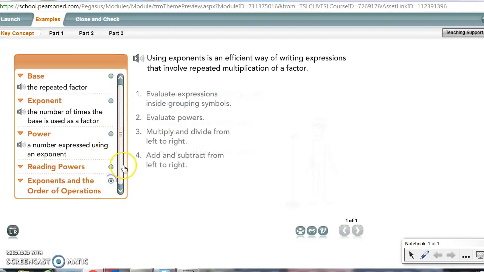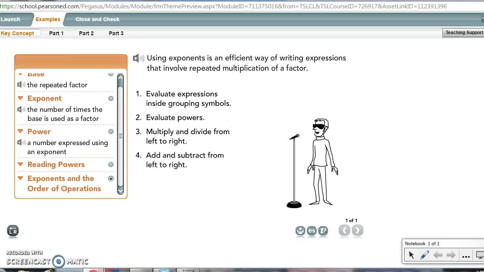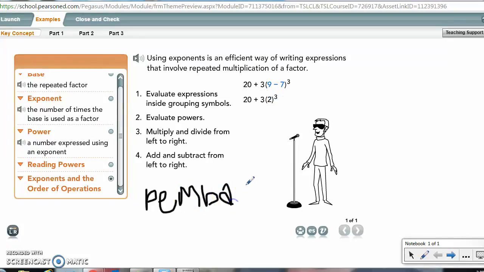Exponents in the order of operations. Know the order, 1 through 4. You will use it more and more. It's not so hard as you will see. Just break it on down and repeat after me. 1. Evaluate expressions inside the grouping symbols. 2. Evaluate powers and get a clue. 3. Multiply and divide from left to right. 4. Add and subtract from left to right. That's the order of operations. The rest is up to you.